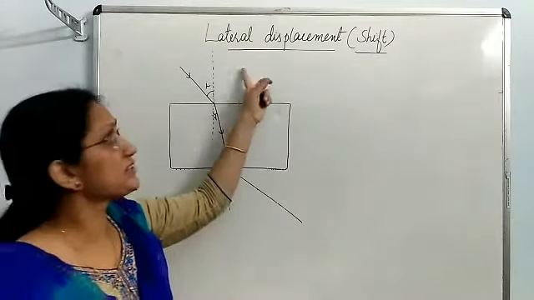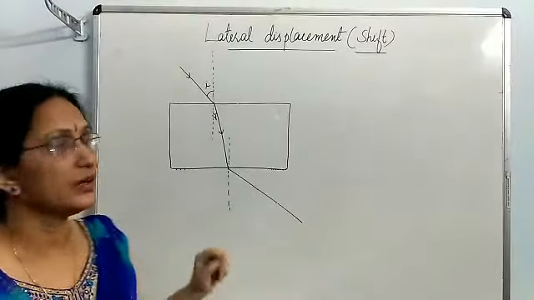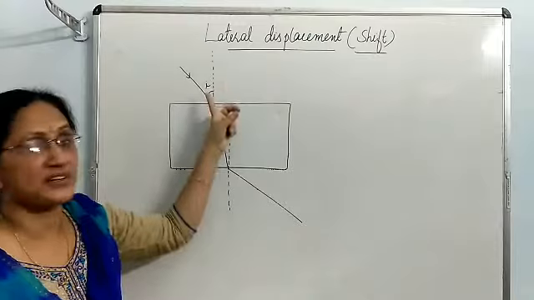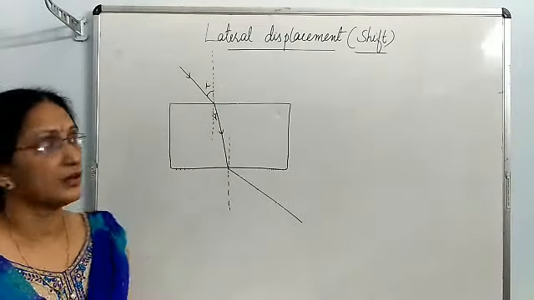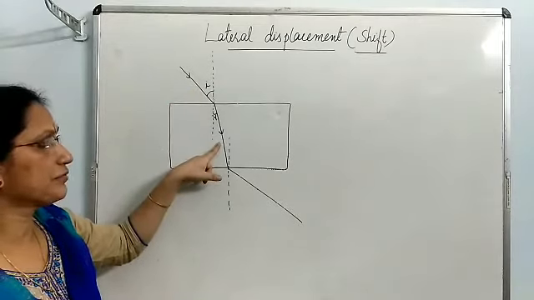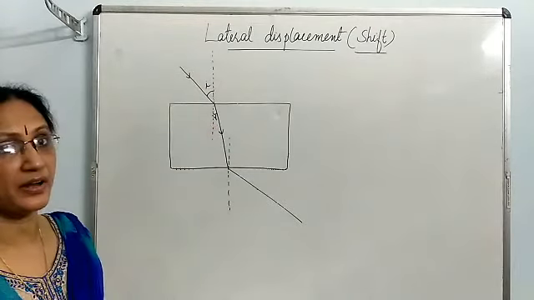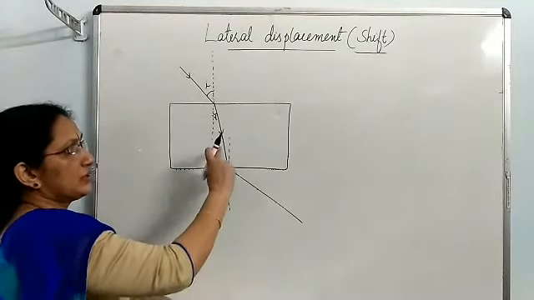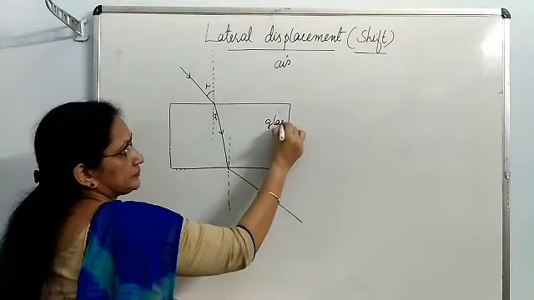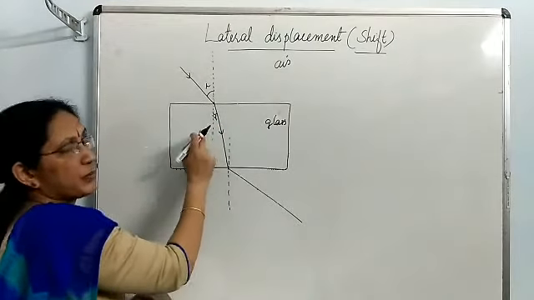Next topic, lateral displacement or lateral shift. In the previous experiment, we have seen how an oblique light ray passes through a glass slab. This is the incident ray, the refracted ray, this is the angle of incidence, and this is the angle of refraction. While the light ray enters from air to glass, it undergoes refraction at this point. It means the ray bends at this point.